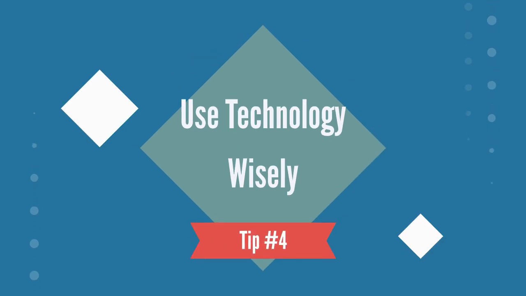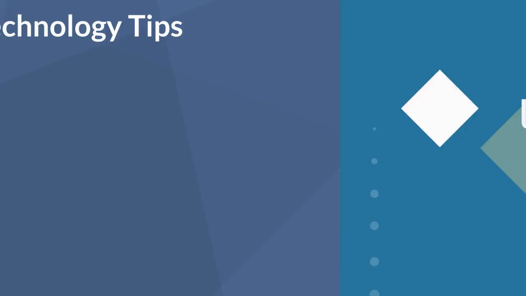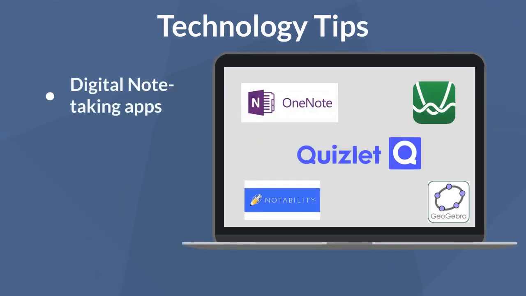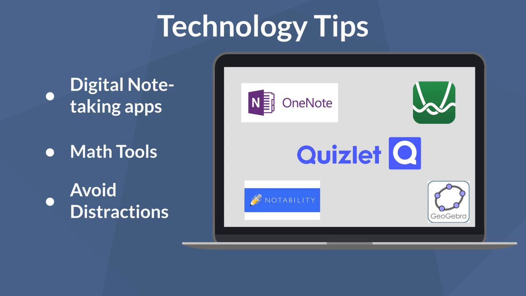Tip number 4, use technology wisely. Here are some technology tips. Digital note-taking. Use apps like OneNote, Notability, and Evernote to organize your math notes, insert equations, and link concepts. Math tools. Utilize apps like Quizlet for flashcards and GeoGebra or Desmos for visualizing math concepts. Avoid distractions. Be mindful of digital distractions. Use apps to block distracting sites, set your phone to do not disturb, and limit notification checks to class breaks.